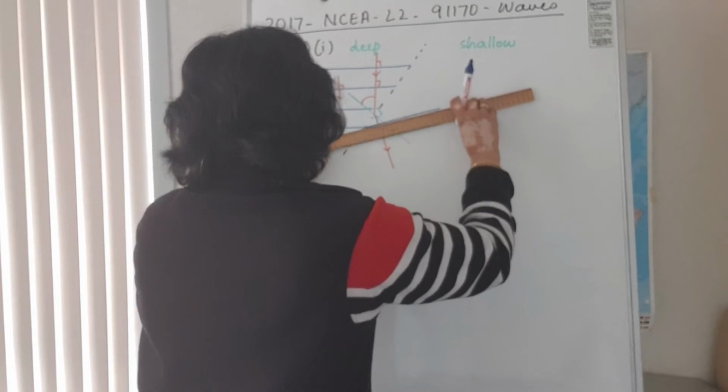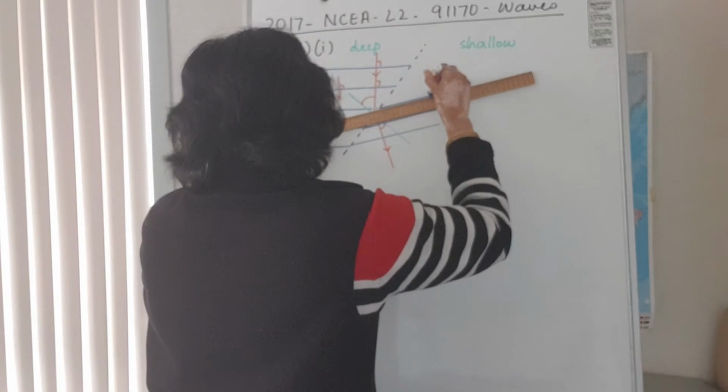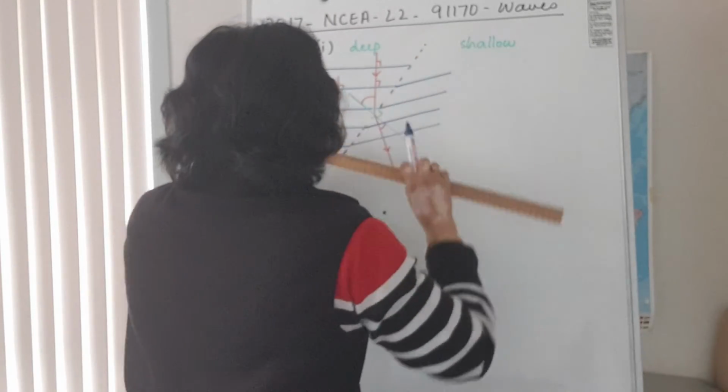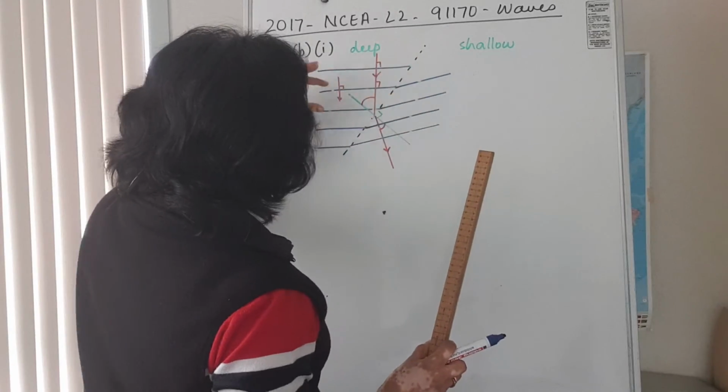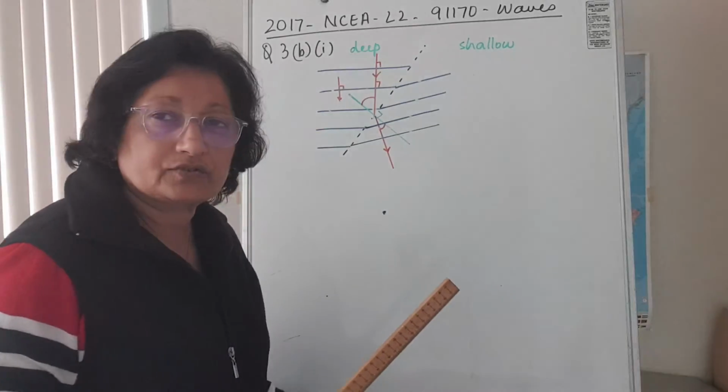And then if I just draw this parallel, you see that this wavelength is less than that, and the wave's bent. So this is how you do that question.